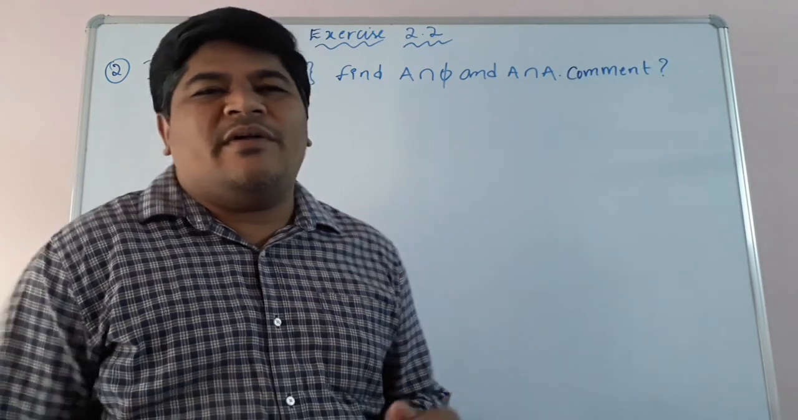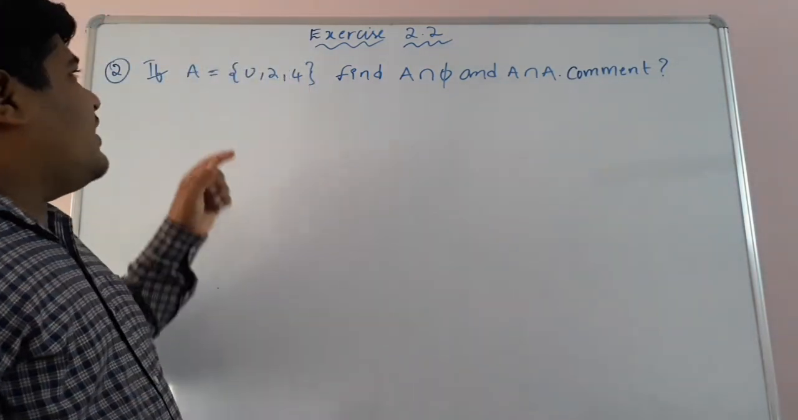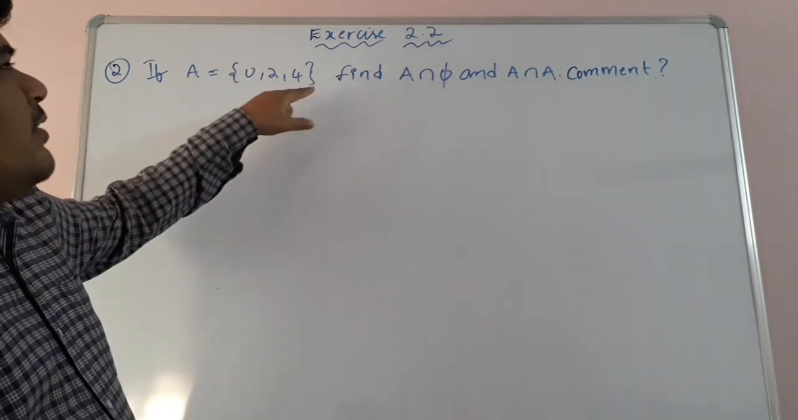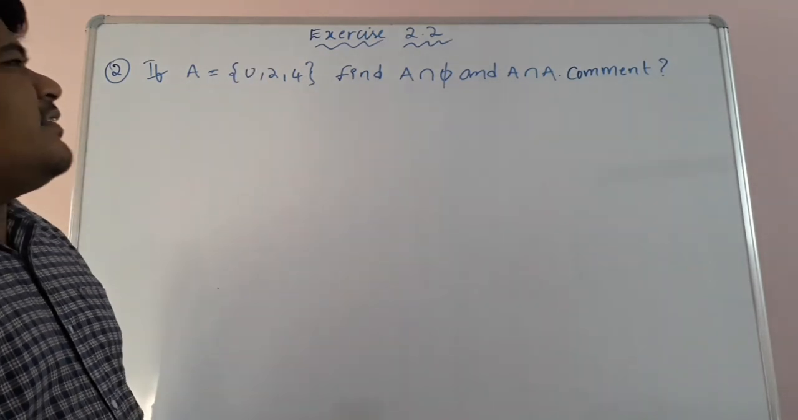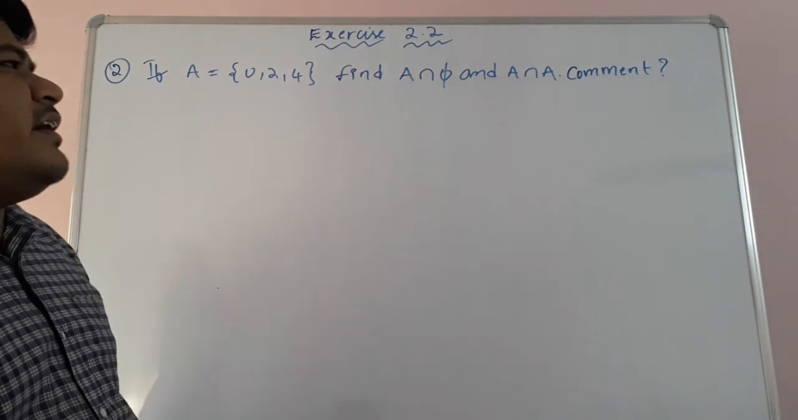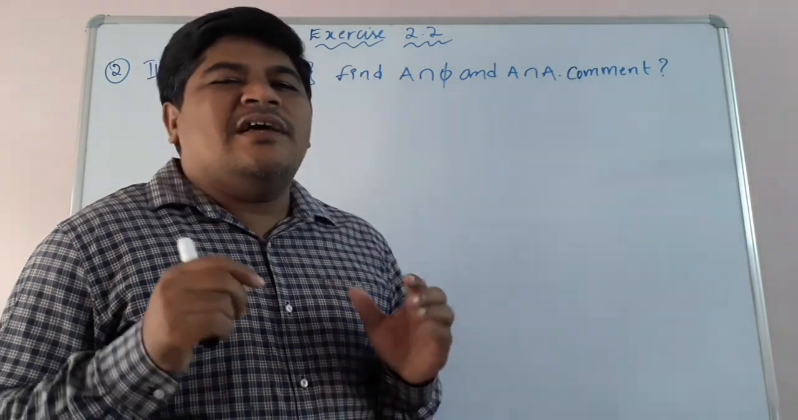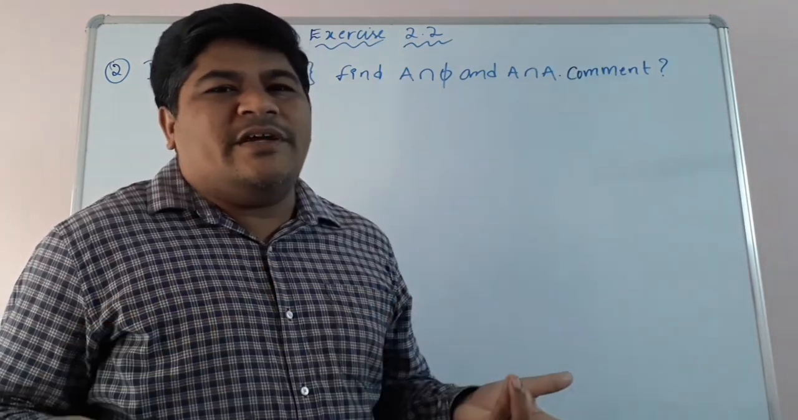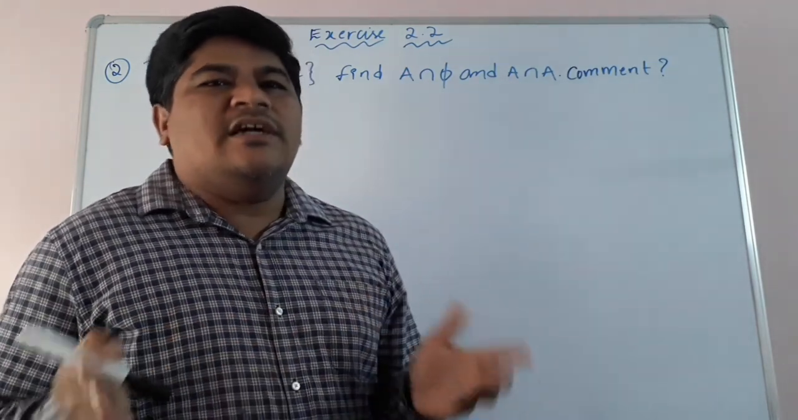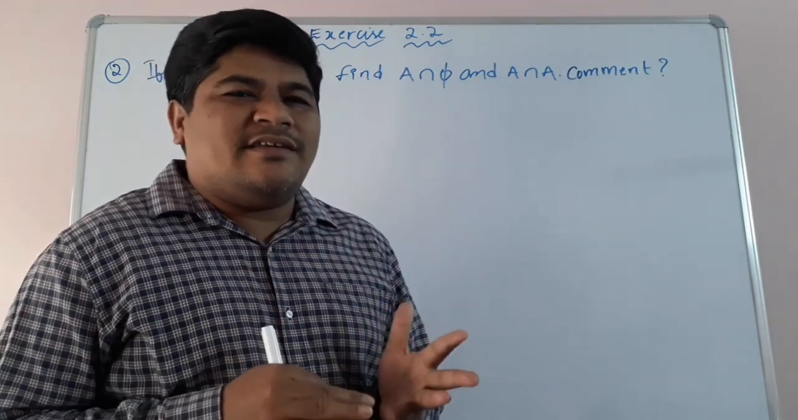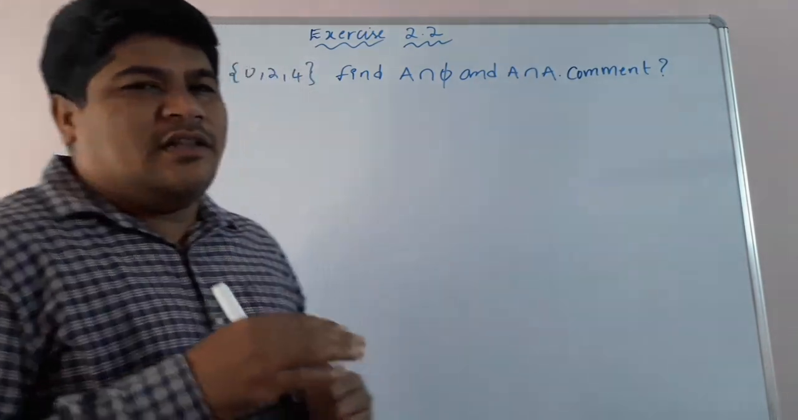Children, now let's see problem number 2. A is equal to {0, 2, 4}. Find A intersection phi and A intersection A and comment. So children, phi means what? Null set. If a set has no elements, then that is said to be an empty set and that is denoted with phi. Null set, empty set, void set, all these are the same, children.